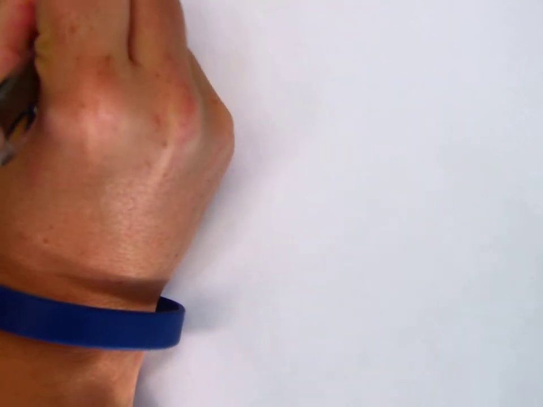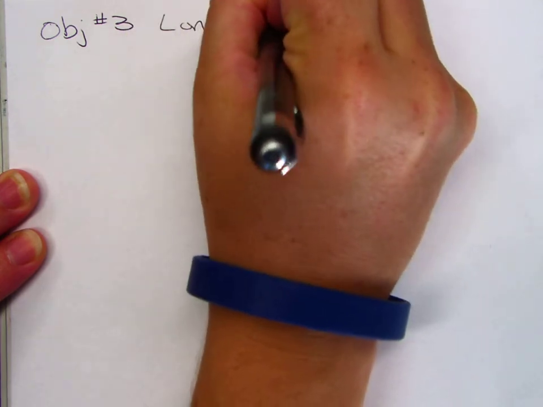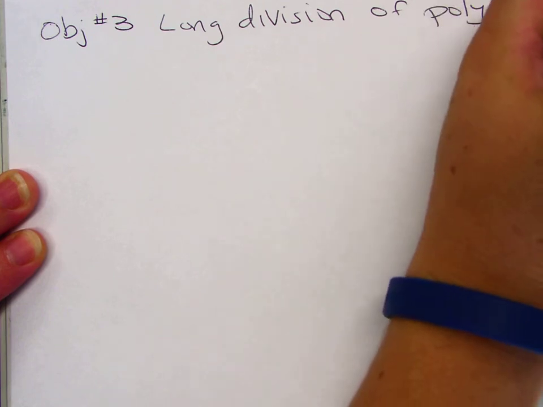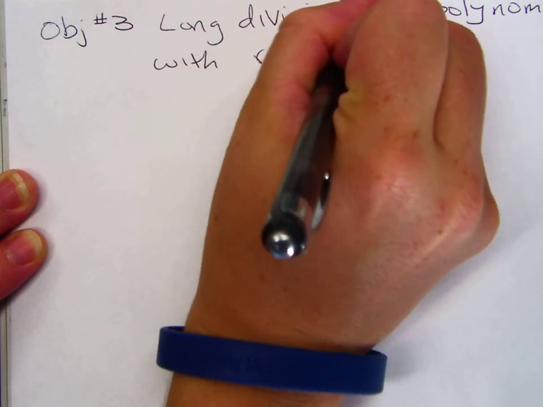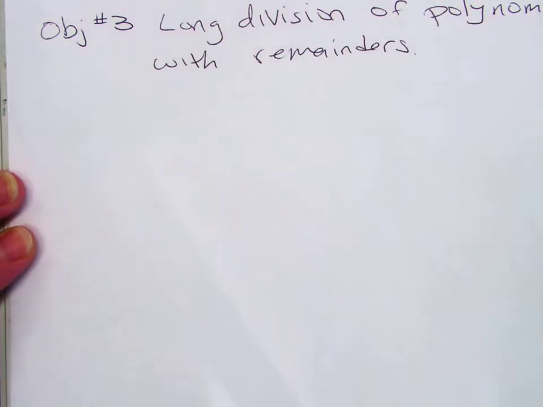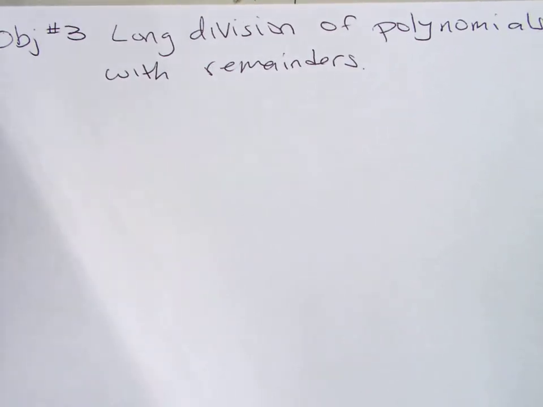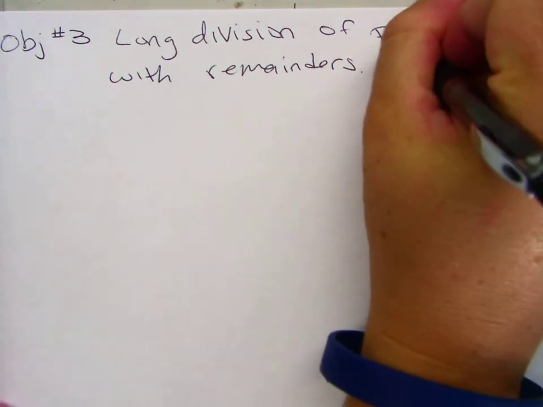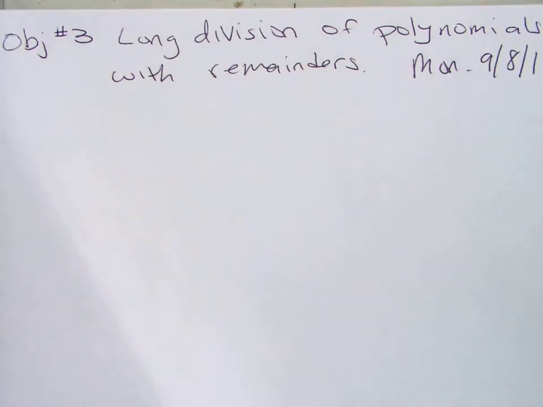This is pre-calculus, objective number 3, long division of polynomials with remainders. It's not really any harder. It's just different. There's going to be stuff left over, and I'll show you what to do with that. Okay, maybe we should zoom out. There we go. All right, this was taught on Monday, 9/8/14. Let's start with number 1.